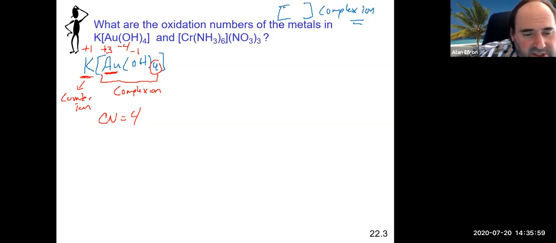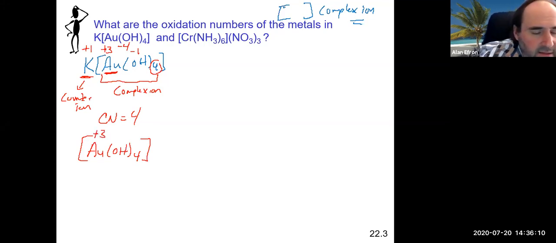Now, when we take just the complex ion part by itself here, as we just figured out, the gold is +3. The OH minus is -1, so that's -4. So the complex ion part in this particular case has an overall charge of -1. And that is why when we look at our counter ion, which is the potassium, we just have one of them, because that will give us K+.